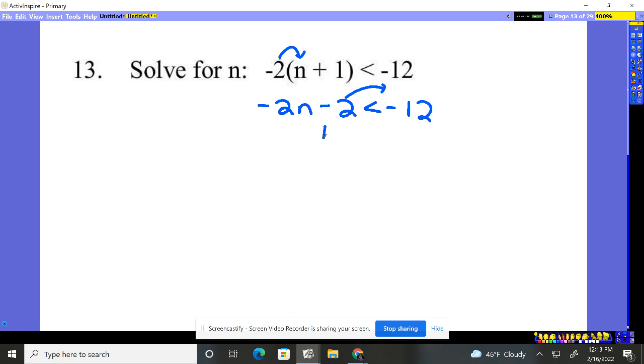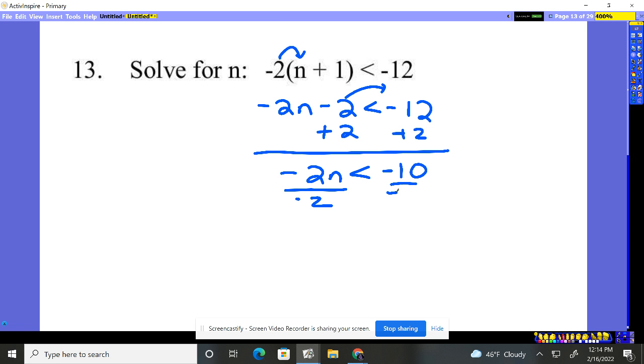Move the number over, so we're going to add 2 to both sides of the inequality. Negative 2n less than, lose 12, gain 2 of it back, you're still in the whole negative 10. I now divide by negative 2 on both sides of the inequality. And when you divide by a negative, that inequality must flip. And a negative divided by negative is positive 5.